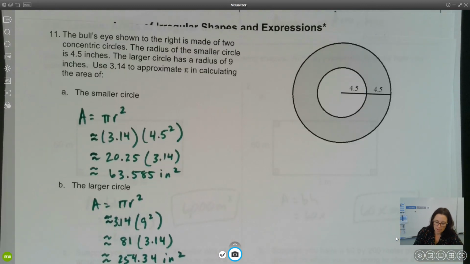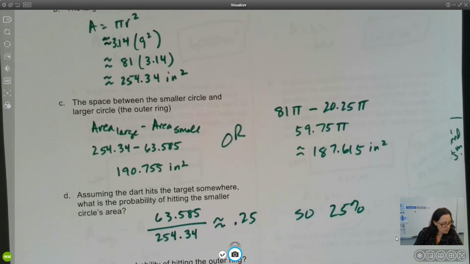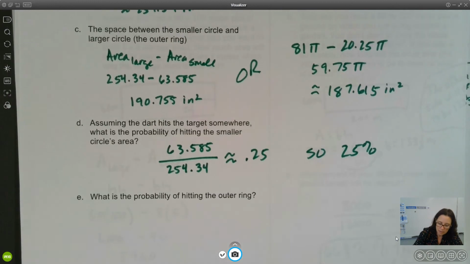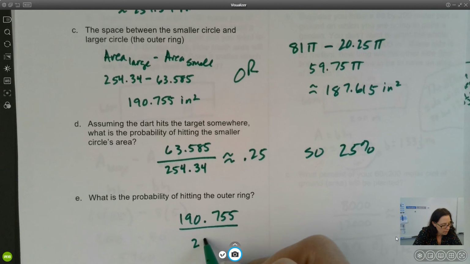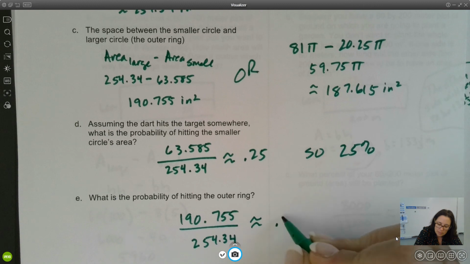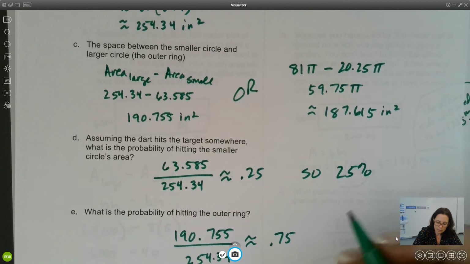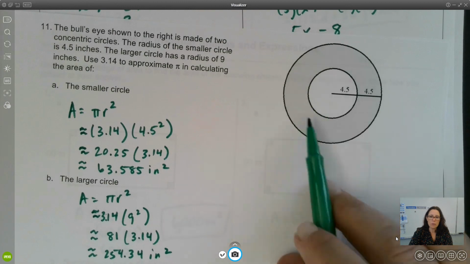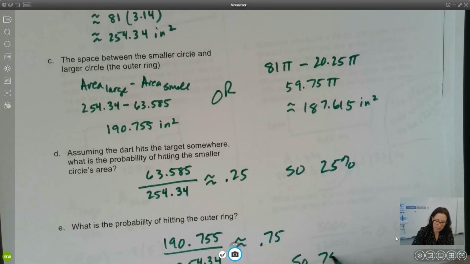The probability of hitting this outer ring, the shaded area: you're going to take this number right here, the outer ring's area, 190.755, and divide it by the whole thing. And that is about 0.75. And wouldn't you expect that to be 0.75? If we already found this white part to be 25%, wouldn't that outer ring be 75%, totaling 100% of the whole thing? So 75%.